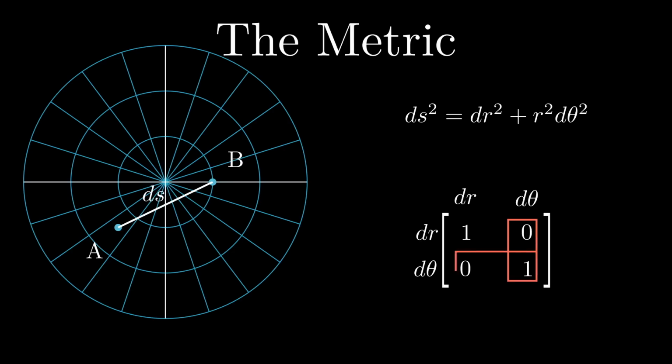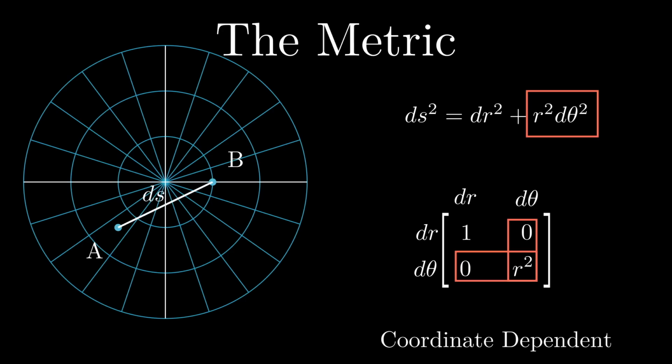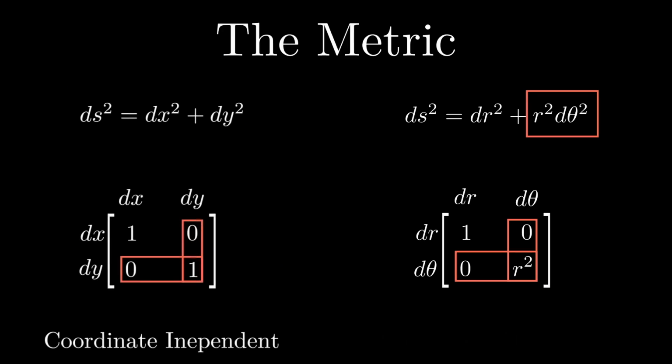This in turn alters the metric matrix, where now the r squared appears on the corresponding place. And this time, the matrix does contain a coordinate of the system, namely this r squared, and thus we call it coordinate dependent. Up to this point, we only considered flat space. We used the metric to describe the distance between 2 points, but with two distinct rulers, the coordinate independent Cartesian metric and the coordinate dependent polar metric.